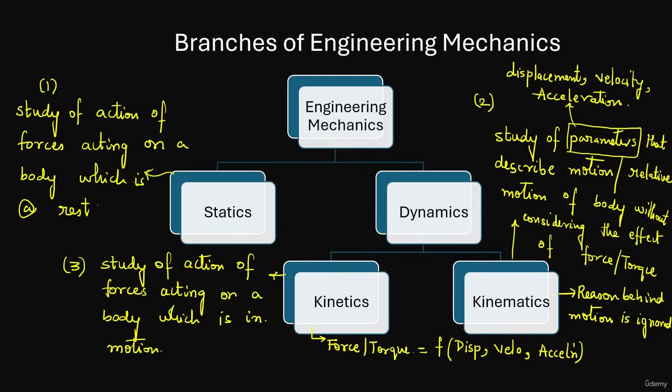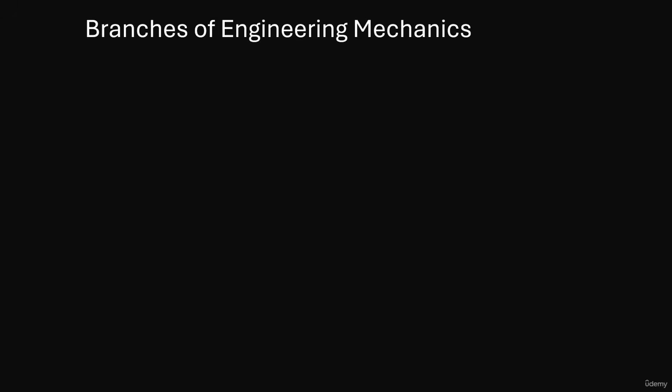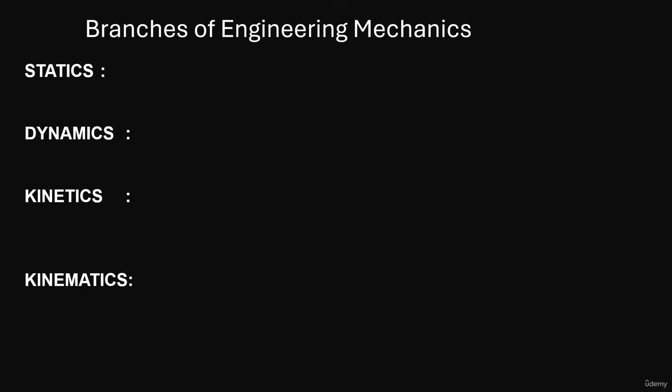As you try to understand these sentences, later these sentences will be framed in the form of mathematical equations when we are solving a problem. Now, let me just conclude the points. So here the branches of engineering mechanics are statics, dynamics, kinetics and kinematics.